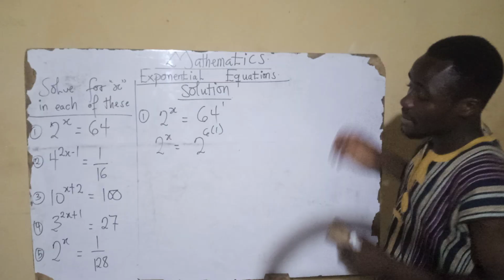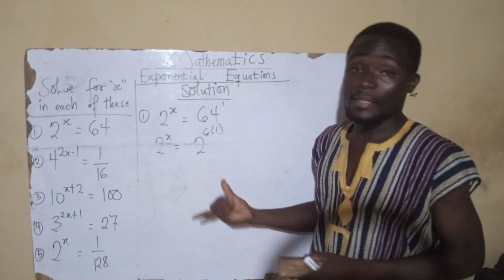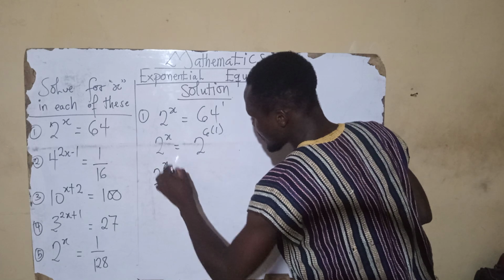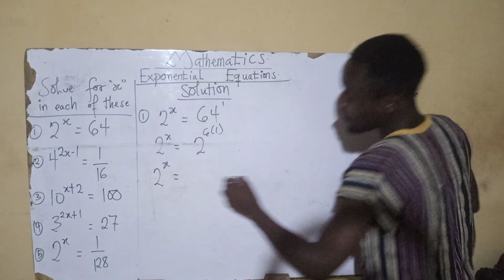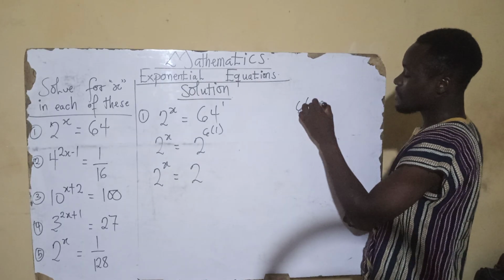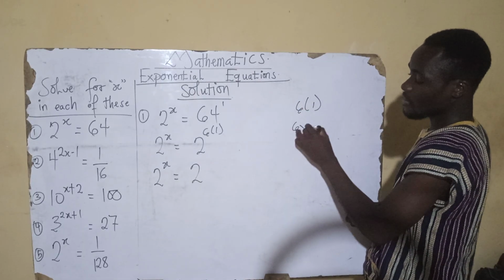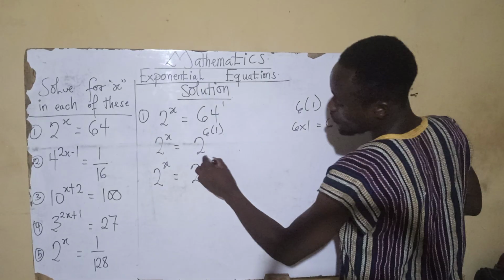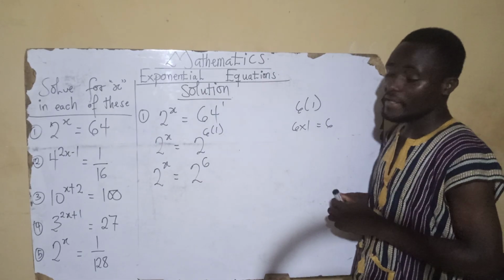Our next thing to do is, now that the bases are the same, let me continue with the next approach. I have 2 power x, which is equal to 2 power 6 multiplied. Have it in mind that in mathematics, this also means 6 times 1, which gives us what? 6. So I'm going to get 2 power what? 6. Please, I believe you are following.